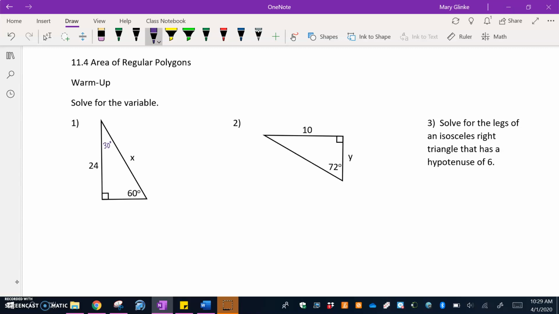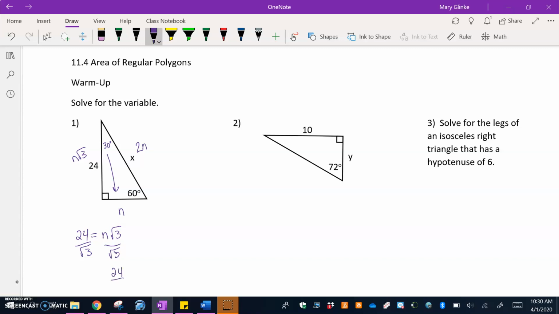This is a 30, 60, 90 triangle, so our labels for our 30, 60, 90 triangles are n, 2n, and n root 3, where n is across from the 30, 2n is our hypotenuse, and n root 3 is across from the 60. Since 24 is given to us, and that is our n root 3 side, we can solve for n and work backwards then to solve for what x is.